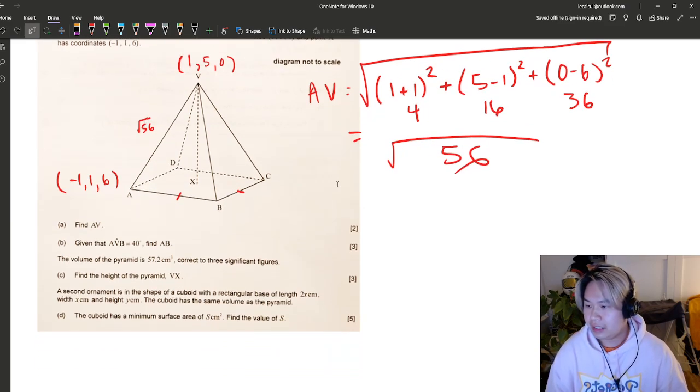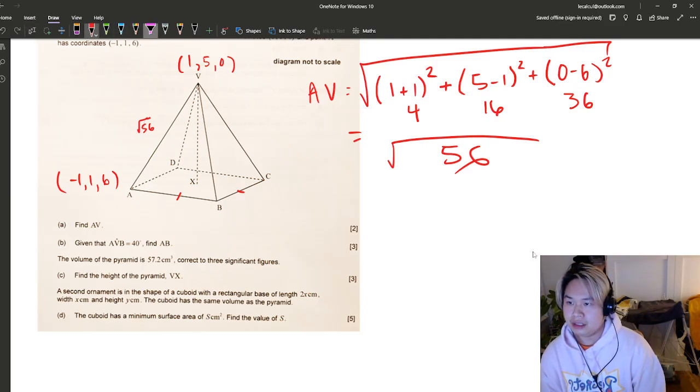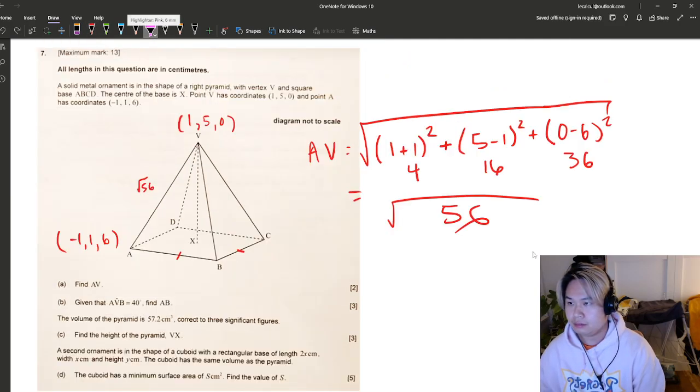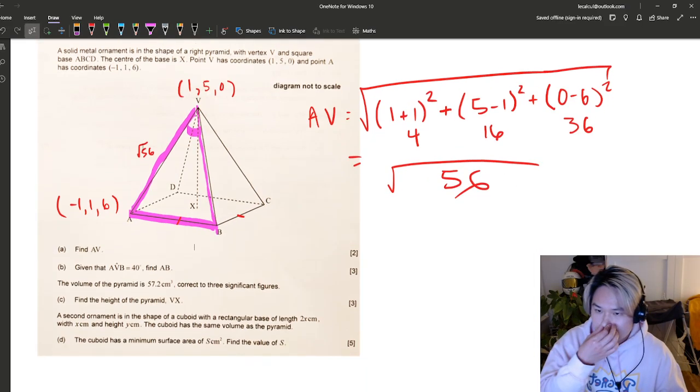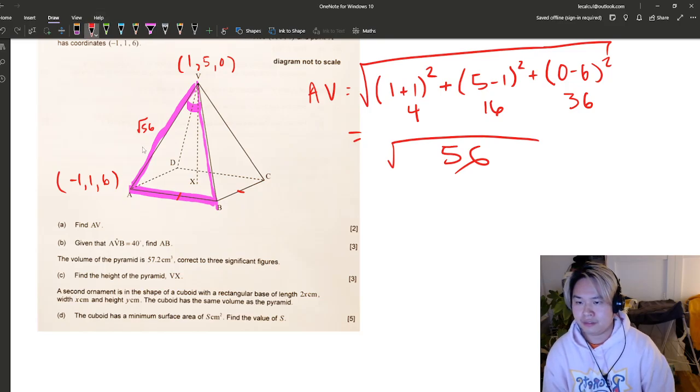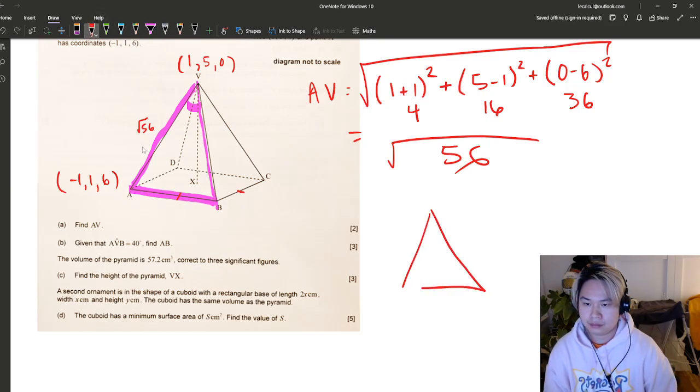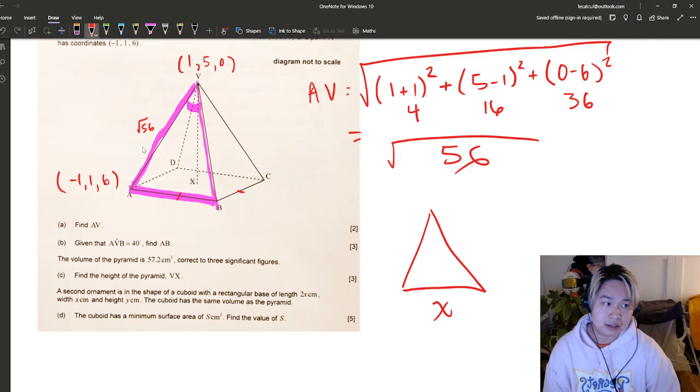Okay, given that angle AVB is 40, find side AB. So what we're going to do is we need to now find out this length right here. And then you're basically given this angle AVB. So just redraw your triangle flat, and then you want to find this, I don't know, call it X.